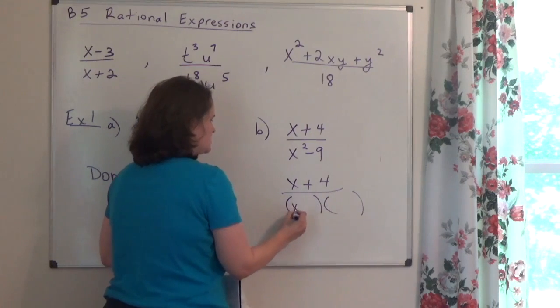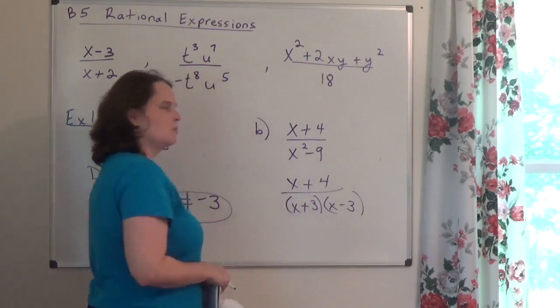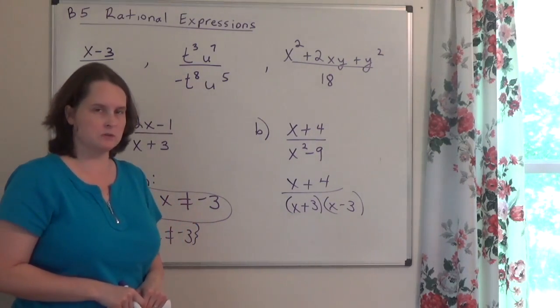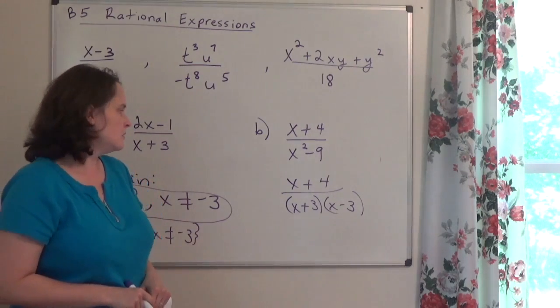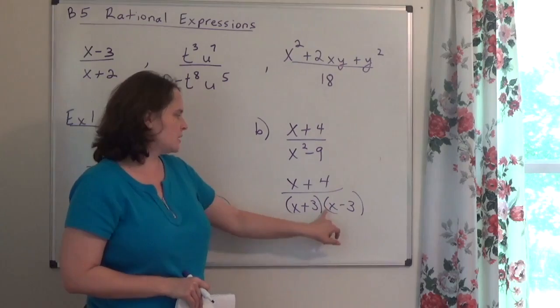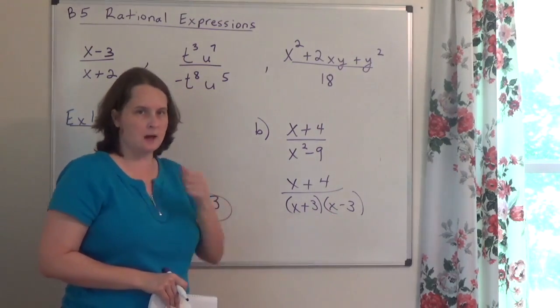It factors as x plus 3 times x minus 3. Once it's factored, it's a lot easier to see what values of x would give you an undefined answer. We can see that if we put in negative 3 here for x, or if we put in a positive 3 here, either one of those would give us a 0 in our denominator.